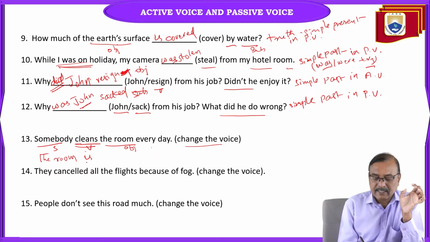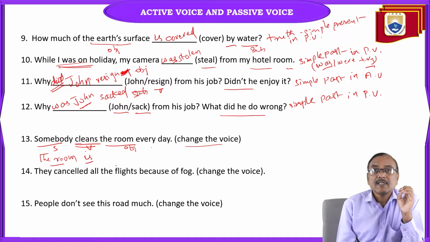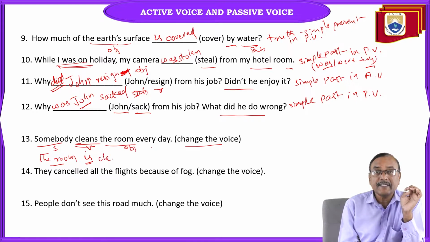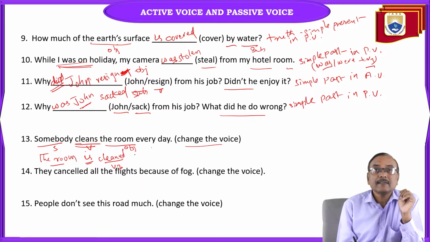Then this is the second rule: it is followed by the V3 form. This is the passive helping verb. V3 form, what is that here? Cleaned. This is the V3 form. Okay? The room is cleaned by somebody.